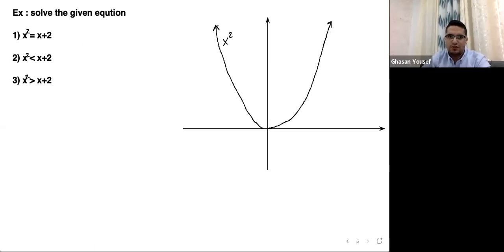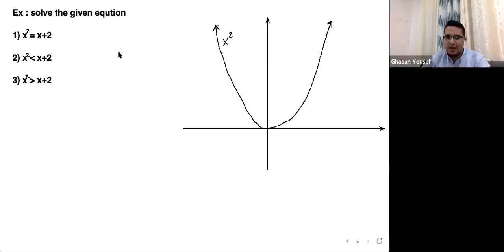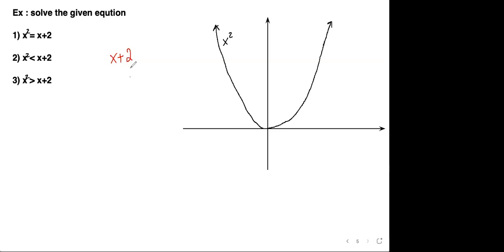Who knows how to graph the function x plus 2? What is the function x plus 2? It's a line, right? It has a y-intercept of 2. Exactly. It's a line. We have a y-intercept of 2. So x plus 2, it's a line, and we have a y-intercept. What's the y-intercept for this line? 2. It's exactly 2.